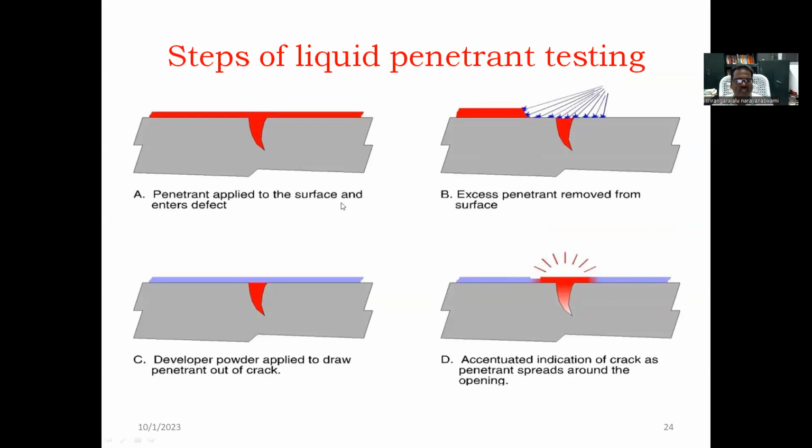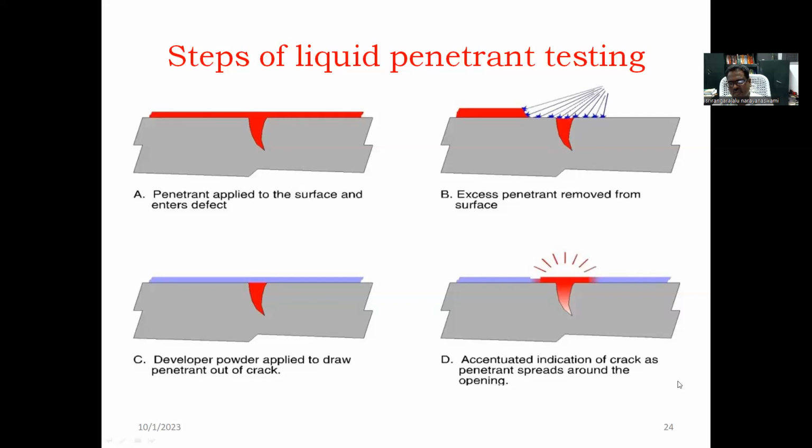Penetrant is applied to the surface and enters defects. Here the penetrant will enter, black or red or whatever color is available. This is a red color penetrant applied with the help of a brush or spray, and then the excess penetrant is removed from the surface with the help of a cloth. The third step, developer, is sprayed or applied, and then the part is cleaned thoroughly.